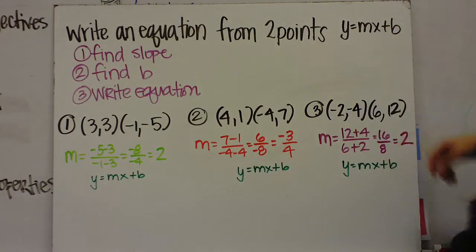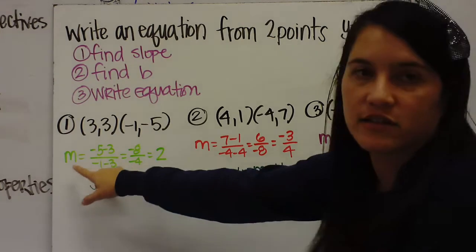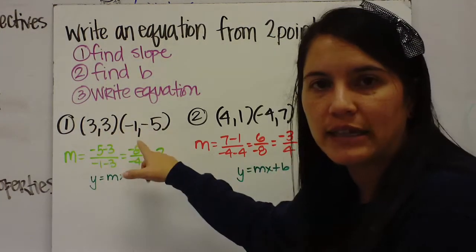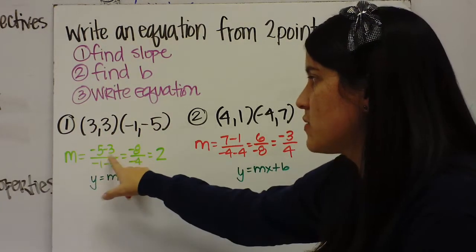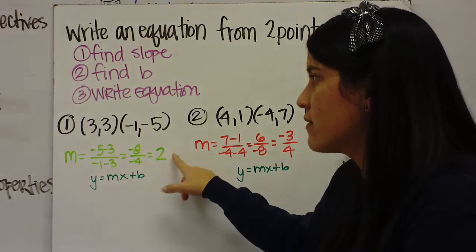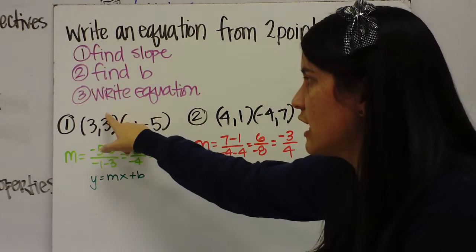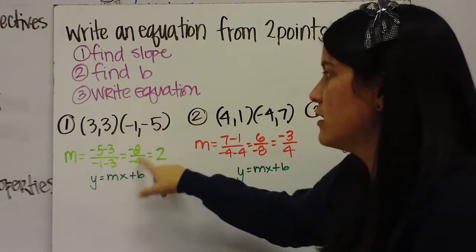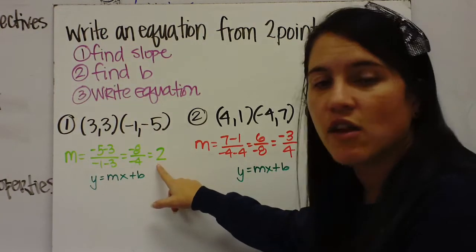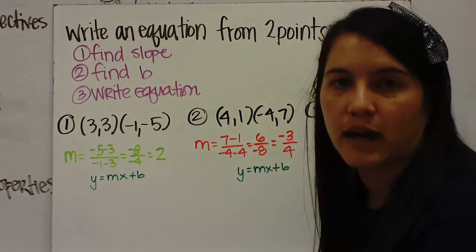So I've worked some things out for you. We know how to find slope, so I've worked out the slope already. You take your 2 points, you plug them in, y minus y over x minus x, and you find the slope. So -5 minus 3 over -1 minus 3. Now I have a slope, and I want to plug it into my equation.